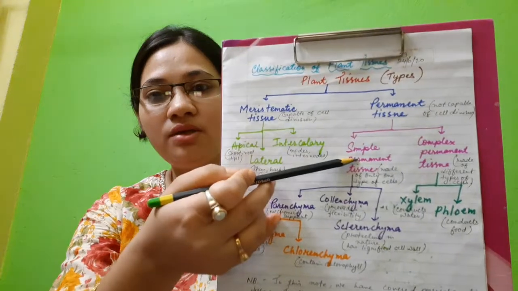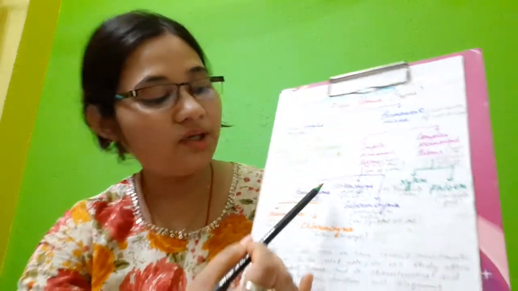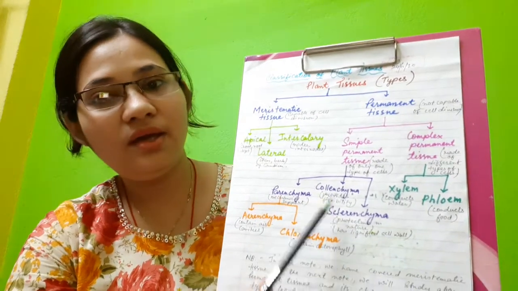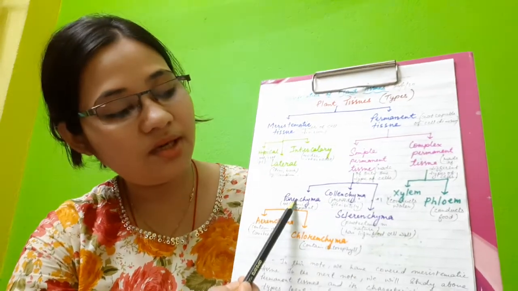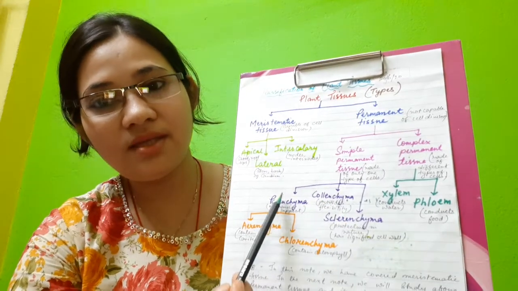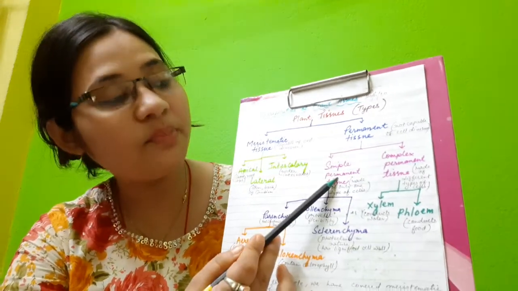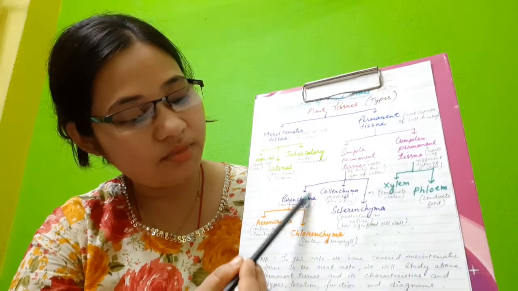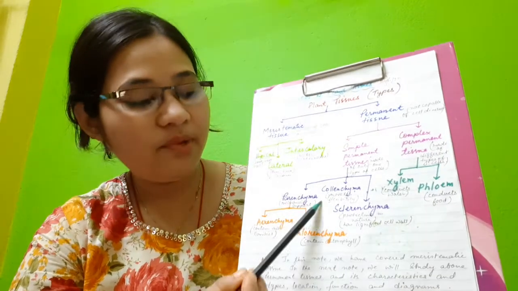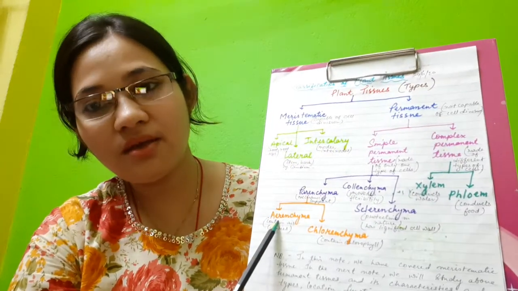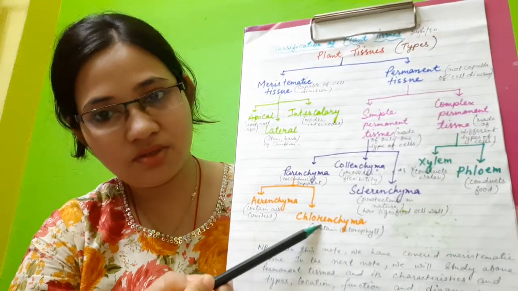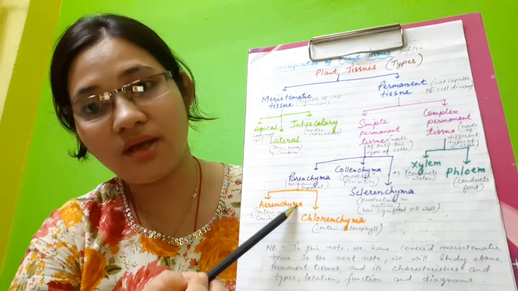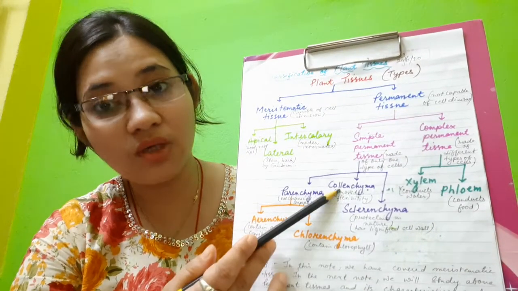Again, simple permanent tissue has different types in the plant's body, that is parenchyma, collenchyma and sclerenchyma. So parenchyma, collenchyma and sclerenchyma are the three types of simple permanent plant tissue. In this video today we will study about parenchyma only. Parenchyma is again of two different types, that is aerenchyma and chlorenchyma. So chlorenchyma is different from collenchyma.